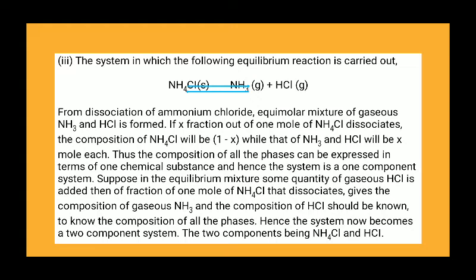Suppose in the equilibrium mixture, some quantity of gaseous HCl is added. Then the fraction of 1 mole of ammonium chloride that dissociates, to give the composition of gaseous ammonia, and the composition of HCl should be known to know the composition of all the phases. Hence, the system now becomes a two component system, the two components being ammonium chloride and HCl.